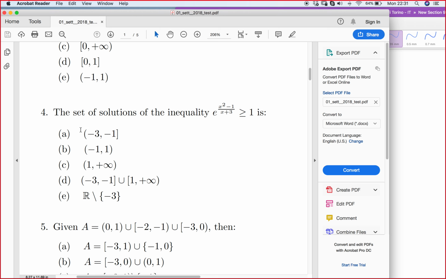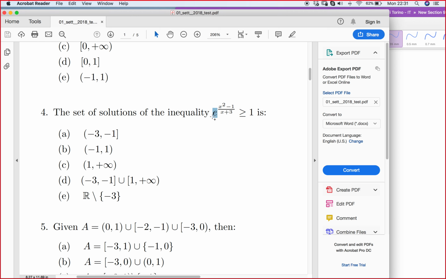Now, MCQ number 4. The set of solutions of the inequality given by exponential of (x squared minus 1) divided by (x plus 3) greater than or equal to 1 is... Okay, now guys, when you face something like this, you understand that it's a bit difficult to use the mind, as you have the exponential in the middle. Because it's not as easy as with the root, where you are able to say, okay, good, the root of a negative number does not exist, so you can exclude the options easily. In this case, there is an exponential, and it's not that easy to know what to exclude and what to keep.